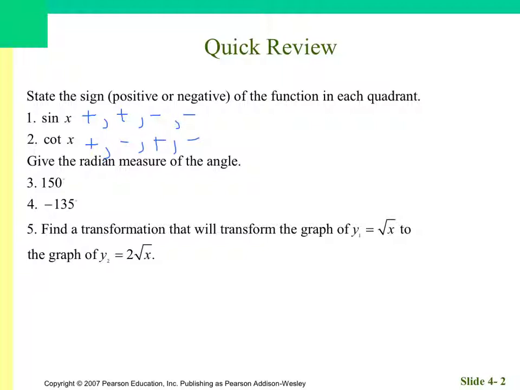Give the radian measure. Remember, you multiply by pi over 180. So 5 pi over 6, negative 3 pi over 4.